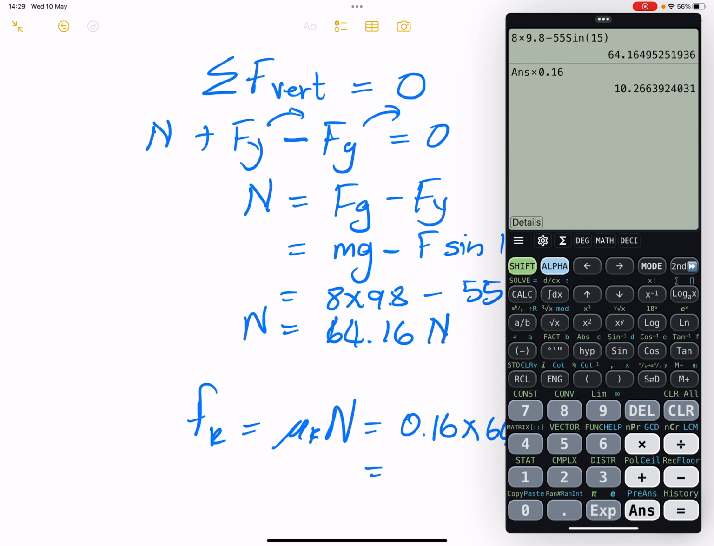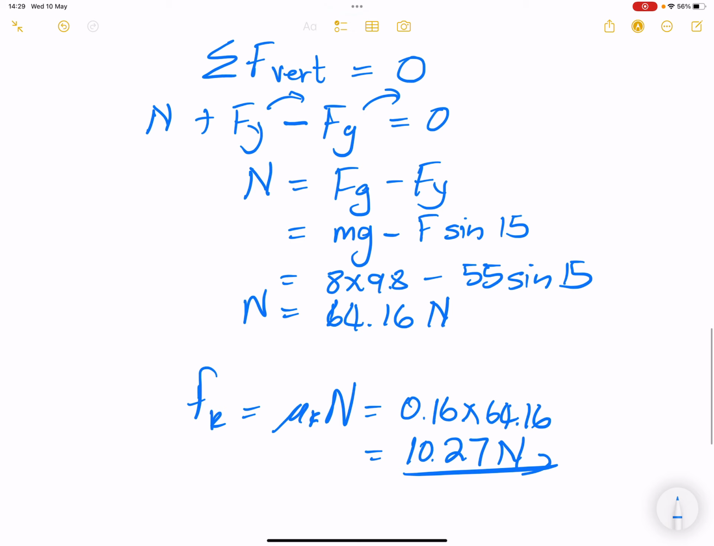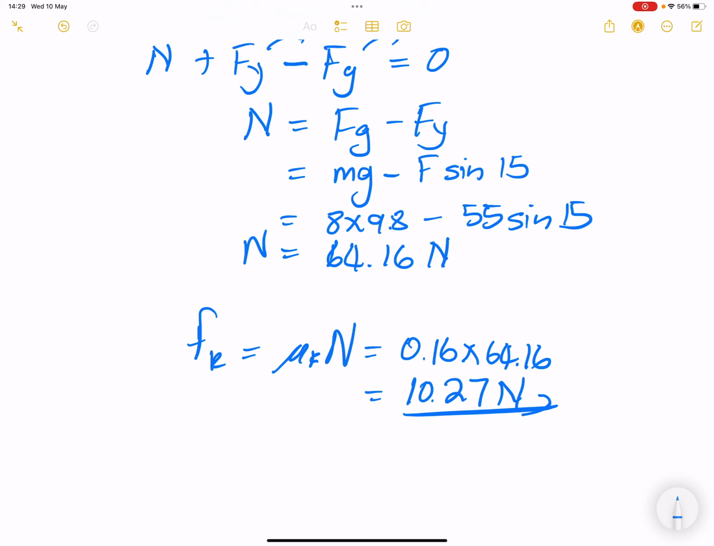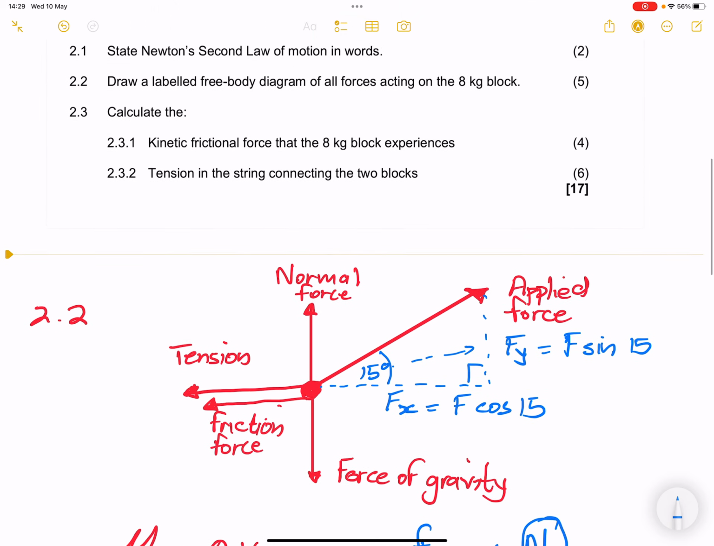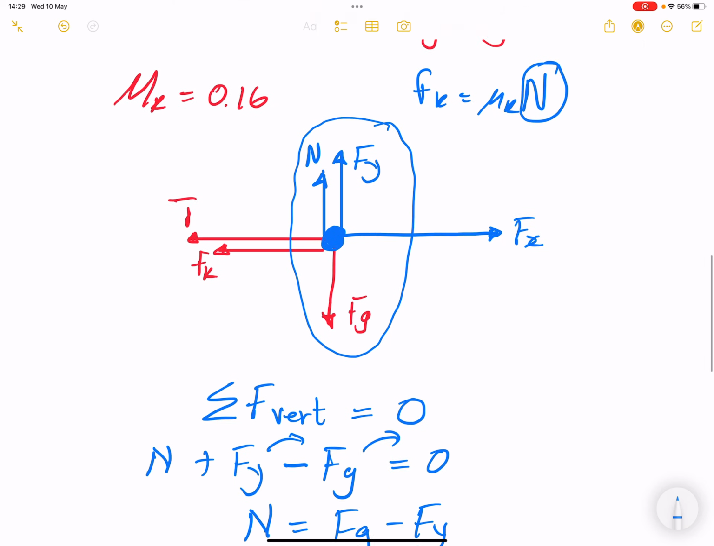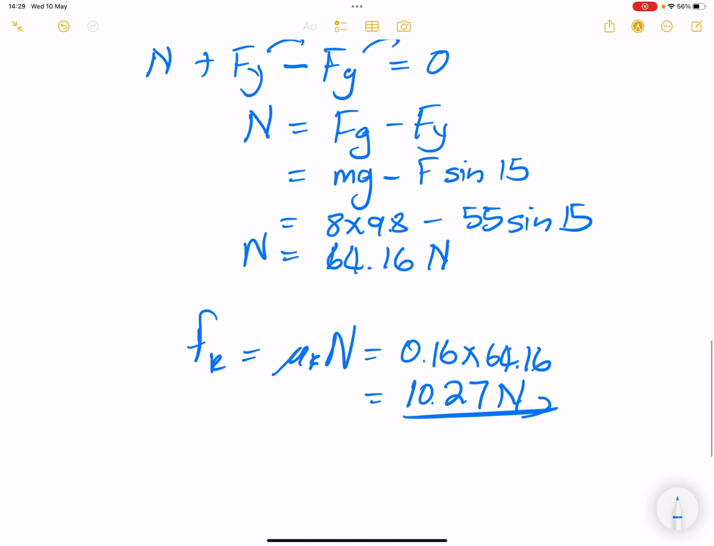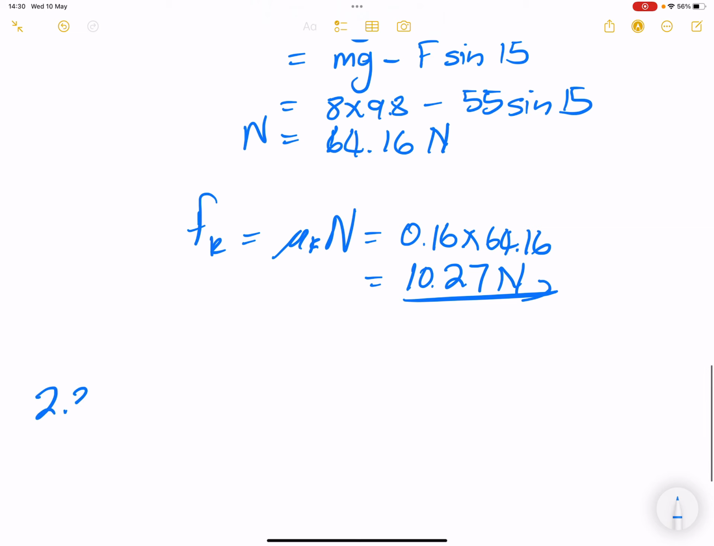I get 10.27. Okay, so that's 10.27 newtons in this case, and that is our frictional force, right? So we've got the value of the frictional force on the 8 kg block. And then secondly, now they're looking for the tension in the string, right? That's connecting the two blocks. All right, now, so remember, we're looking at 2.3.2.